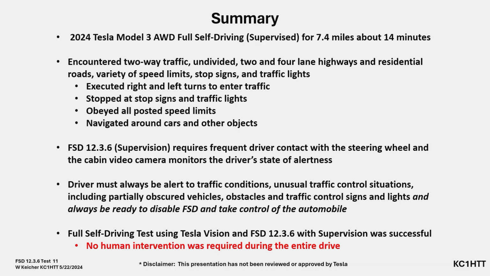But once again, it's FSD 12.3.6 supervision, and it requires frequent driver contact with the steering wheel, while a cabin video camera is monitoring your state of awareness and alertness. So the driver must always be alert to traffic conditions, unusual traffic control situations, including partially obscured vehicles, partially obscured obstacles, and traffic control signs and lights, and always be ready to disable FSD and take control of the automobile.